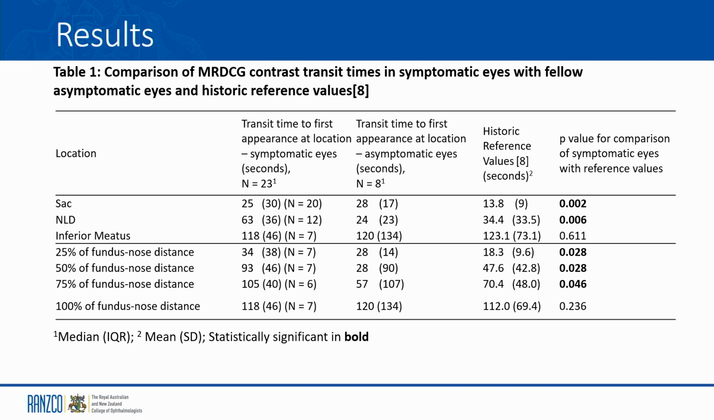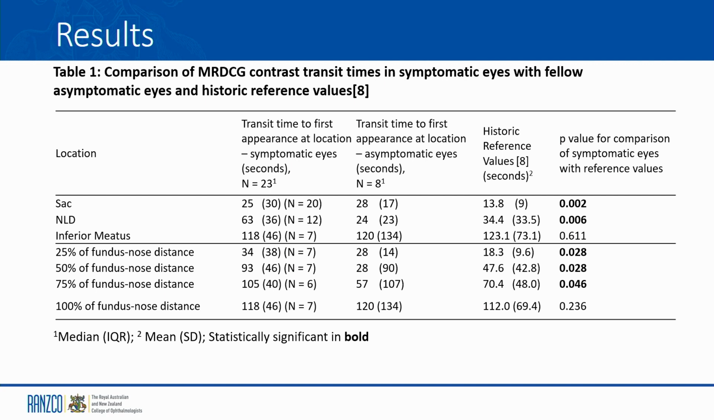MRDCG was abnormal in 87% of eyes overall and showed a high rate of block compared to DSG, which showed more delay. The median transit times for the symptomatic eyes were 25 seconds to the sac, 63 seconds to the nasolacrimal duct, and 118 seconds to the inferior meatus. We found that transit times to the sac and the nasolacrimal duct were significantly longer compared to the normative reference times. In addition, contrast transit times to fill the first 25 to 75% of the fundus to meatus distance were all significantly longer. However, there was no significant difference when compared to the small sample of the 8 fellow asymptomatic eyes.